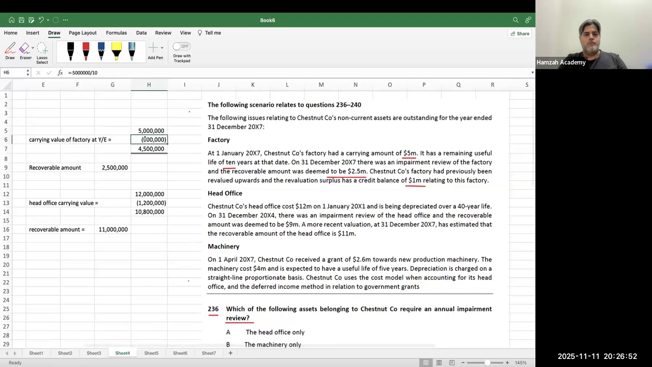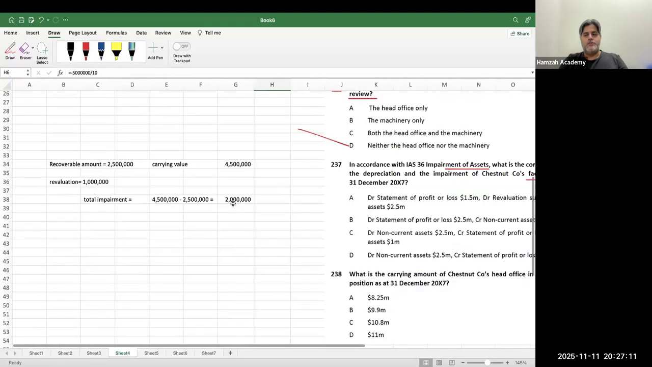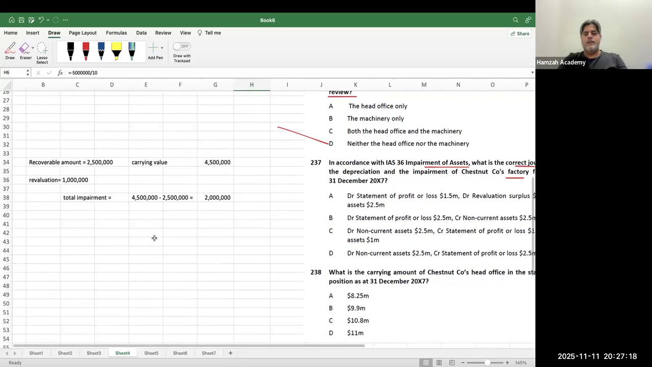Let's cross check this one for a second. 5 million is here, the carrying amount. It had a remaining life of 10 years at that date. So on 31st December, there was an impairment review. The recoverable amount was 2.5 million. Right, so 4.5 million with the 2.5 million, total impairment loss is going to be the 2 million over here, right? Now, with this 2 million, how are we supposed to record?